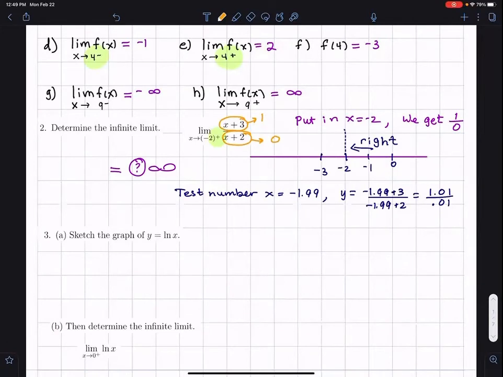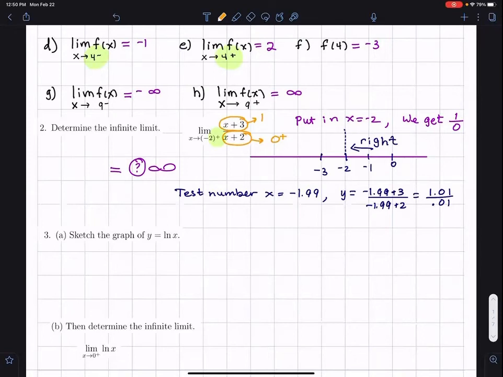Now, by putting in -1.99 in the denominator, I got 0.01. That tells me it's going to become a small positive. I mean, you can just take -1 plus 2 and you get a positive, or -1.99 plus 2 and I get a positive. So just that alone, because I have 1 divided by a small positive. It's not divided by 0.